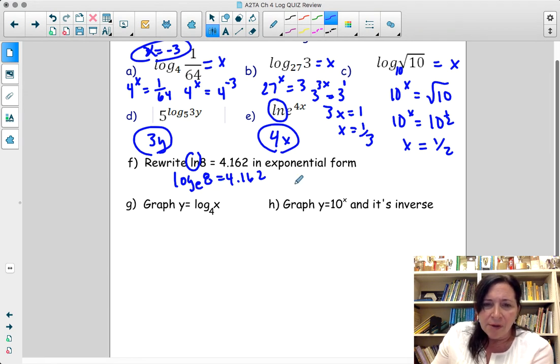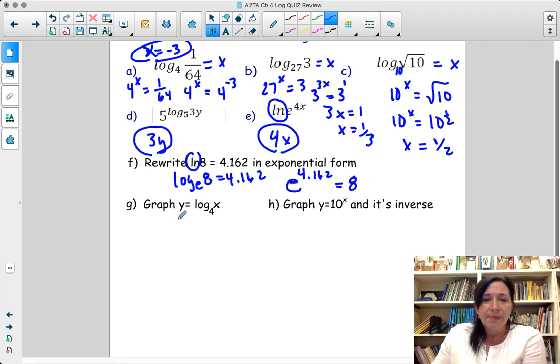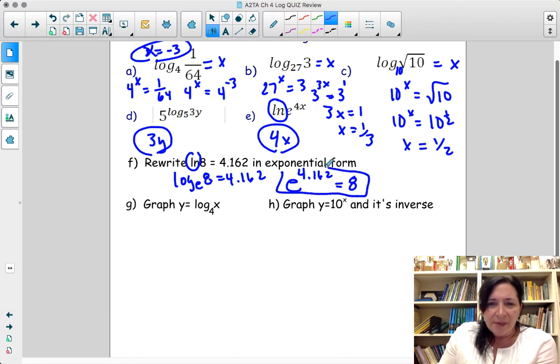So now we're going to say that's just e to the 4.162 is equal to 8. And then now it's in exponential form, although I don't think these actually equal each other. Anyway, that's what you would do, and you would box that up. That's your answer. For this problem here, we want to graph log base 4 of x.